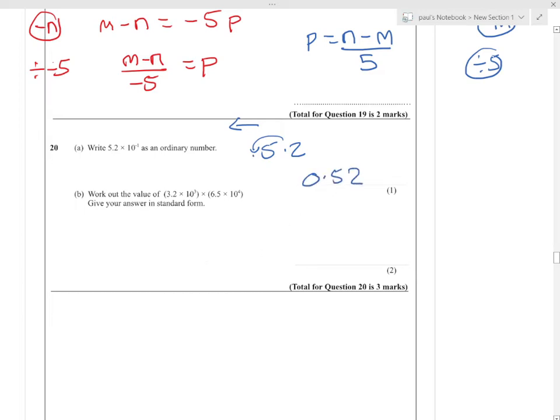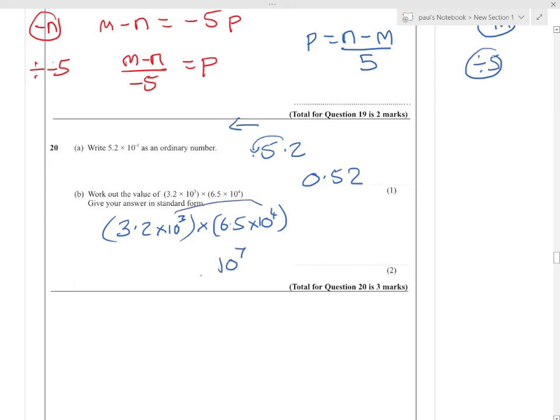Work out the value of that times that. So what we've got: 3.2 times 10 to the 3. I'm glad it's times and not add. They're much more difficult. 6.5 times 10 to the 4. I like to write the question out again. It just helps, doesn't it? So 10 to the 3 times 10 to the 4. So do those bits first, and that becomes 10 to the 7.